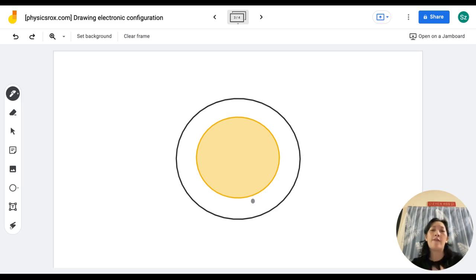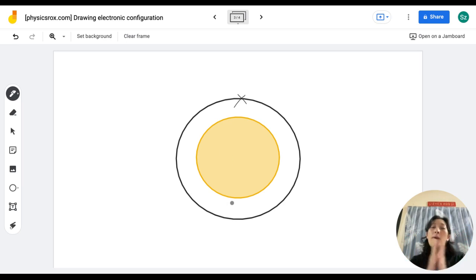When it comes to the first shell, the maximum number of electrons the first shell can hold is 2. So if we look at the periodic table, for example, and we start with the hydrogen atom. The hydrogen atom only has one electron, right? So you only draw one. So we'll mark an X here. That's one electron.